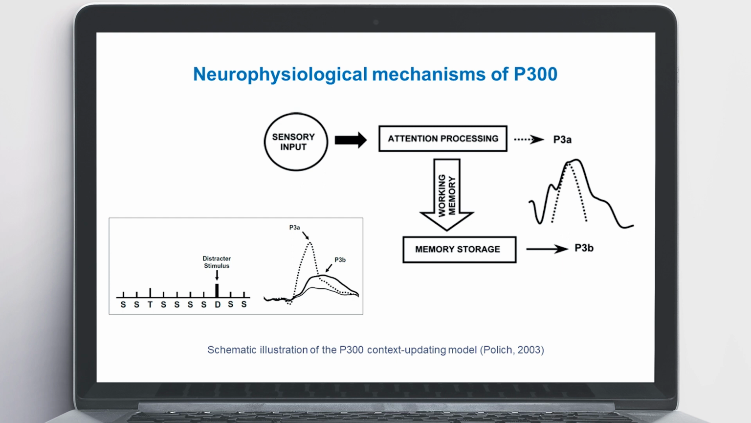The beginning of the orienting response is accompanied by the appearance of P3a. It is confirmed by the fact that the P3a amplitude decreases when the distractor appears many times.